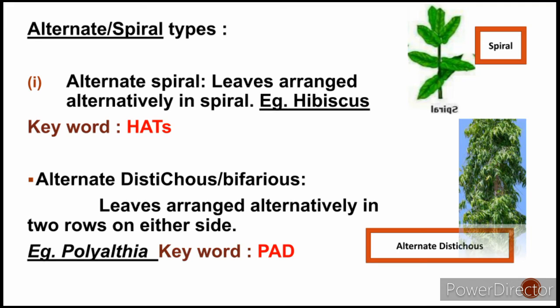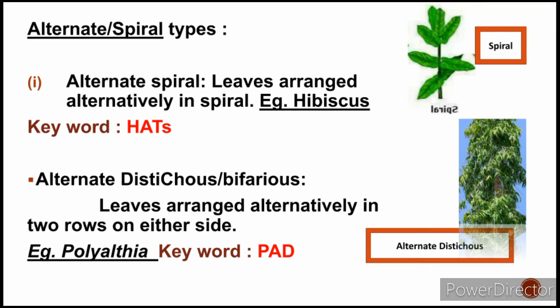Example, hibiscus. We use the keyword HATS. H denotes hibiscus, ATS alternate spiral phyllotaxy. Next we'll see alternate distichous. Here leaves are arranged alternately in 2 rows on either side of the node. Example is polyalthia. We use the keyword PAD. P for polyalthia, AD alternate distichous.